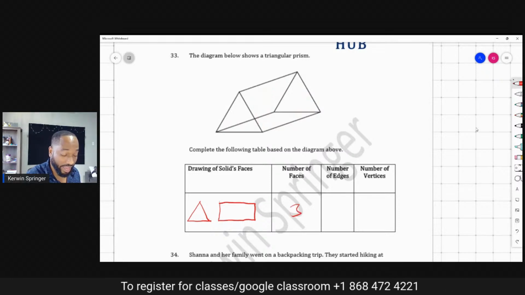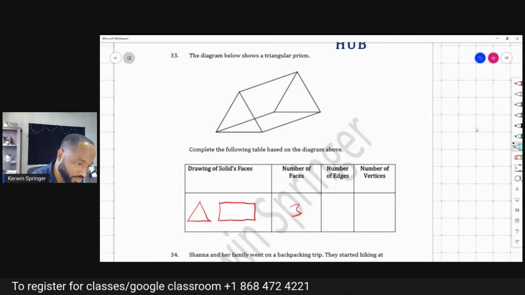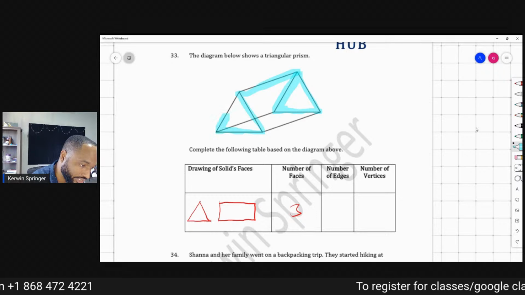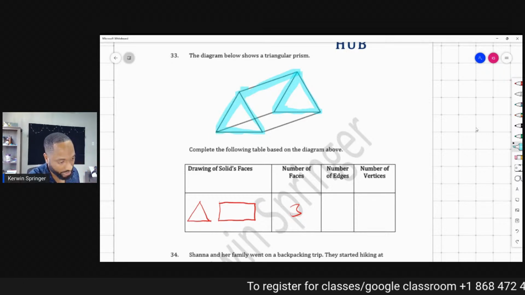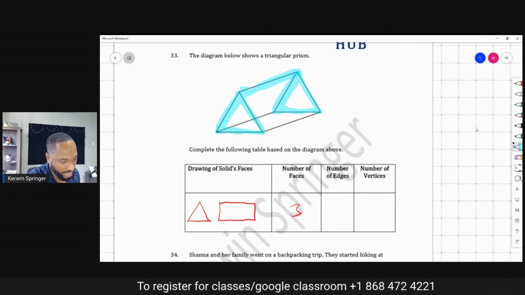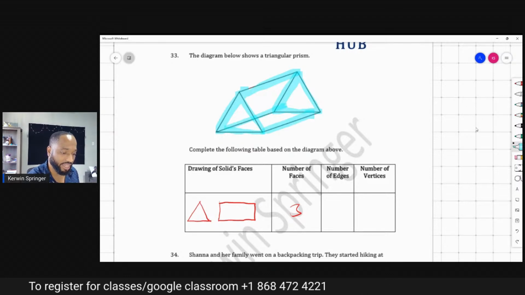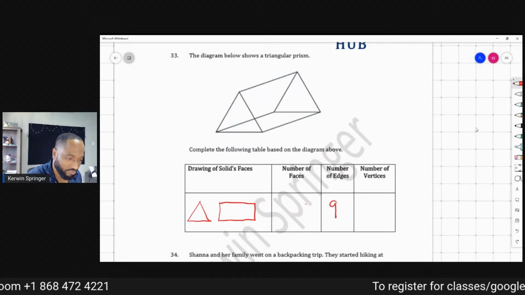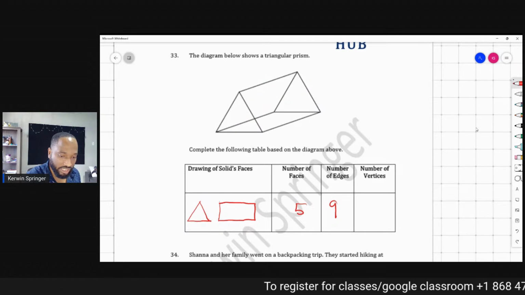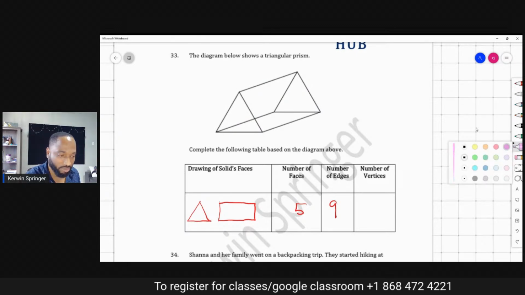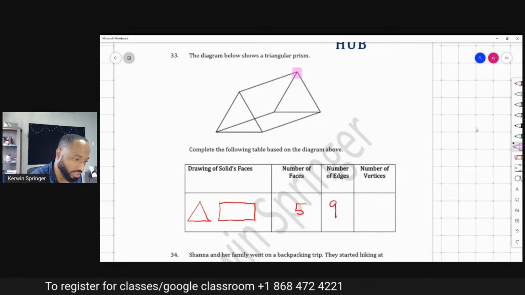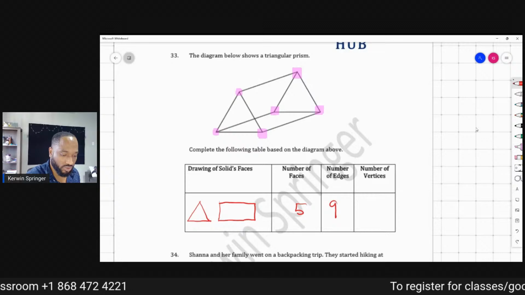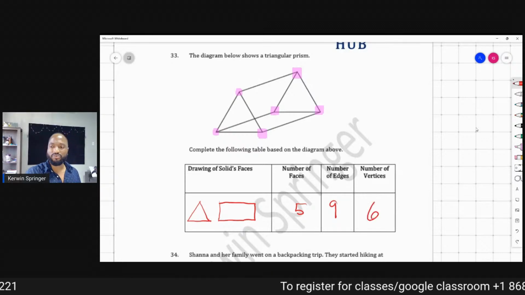3. And the number of edges. This one is a little more tricky. 1 edge, 2 edge, 3 edge, 4 edge, 5 edge, 6 edge, 7 edge. Hold on, some edges are missing. 8 edge, 9 edge. 9 edges. 5 faces. Number of vertices. This one is not too bad. The vertices is the thing that if you pelt somebody with this, you get to chuck them. 1, 2, 3, 4, 5, 6 pointy parts. So 6 vertices.